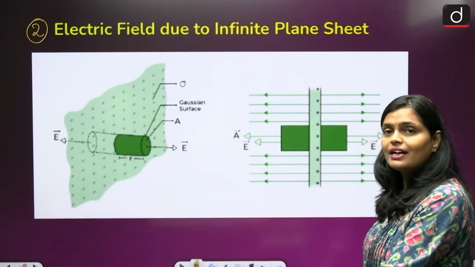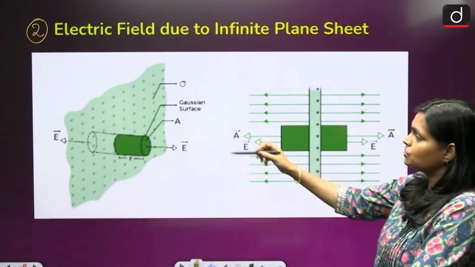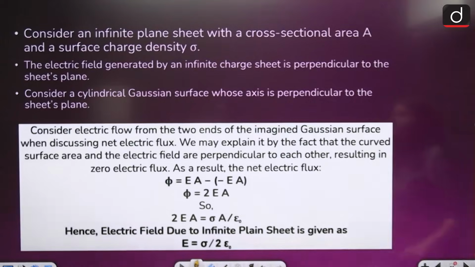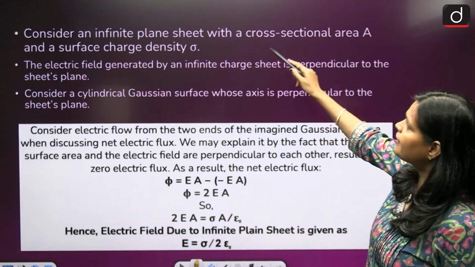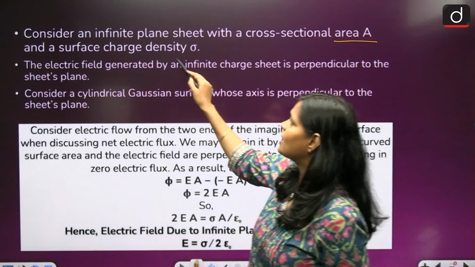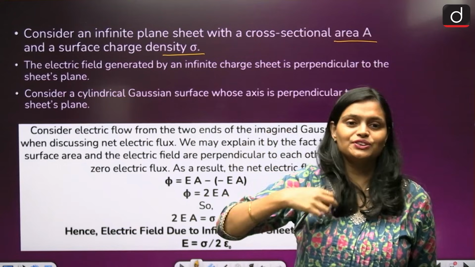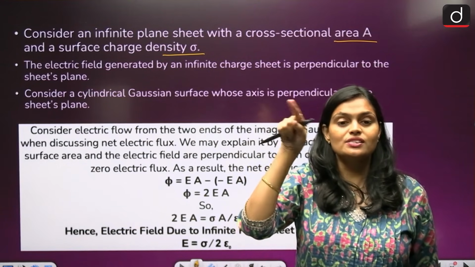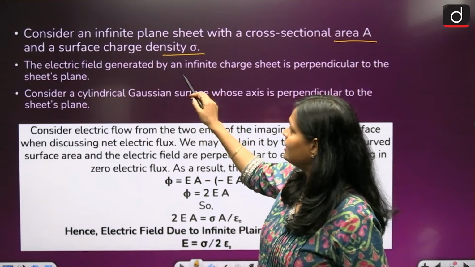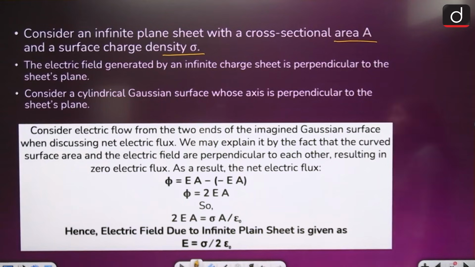तो अब यहाँ पे हम क्या करेंगे, एक छोटा सा एरिया लेंगे उस प्लेन शीट का. So just take a small area of that plane sheet. Consider an infinite plane sheet, cross sectional area A and a surface charge density sigma. We have already learned the continuous charge density sigma, surface charge density. The electric field generated by an infinite charge sheet is perpendicular, तो वो तो होगा ही.